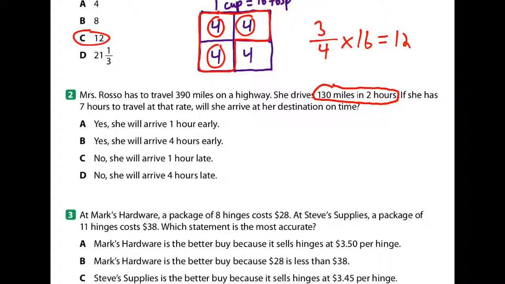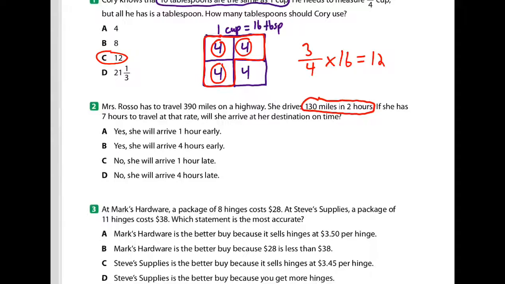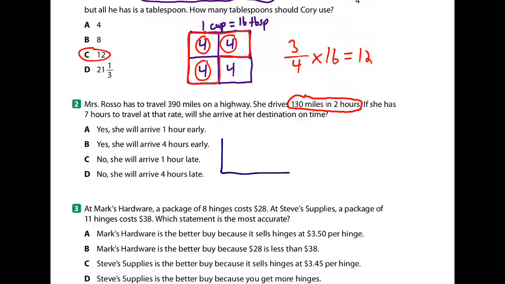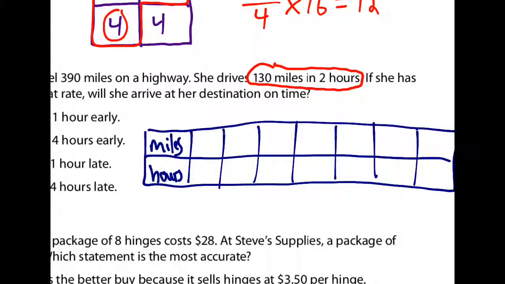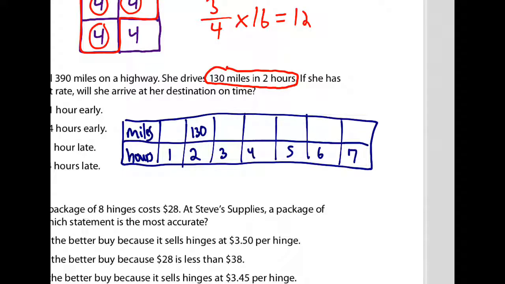Now, this one to me is making me think I should do a ratio table. So I'm going to set one up here. Split it into a bunch of columns. All right, so it's miles and hours. So I'm going to put miles on top and hours on bottom. Now, the ratio they give me is 130 miles in 2 hours. So if this is 1 hour, here's 2 hours. And it's 130 miles. And 3, 4, 5, 6, 7. Maybe I'll go further if I need to.